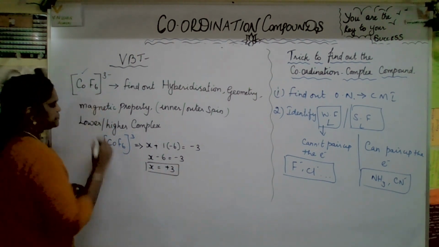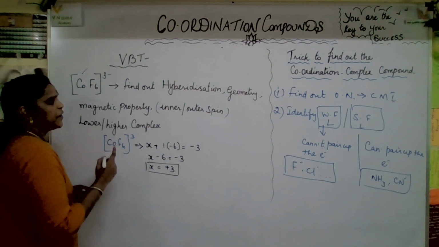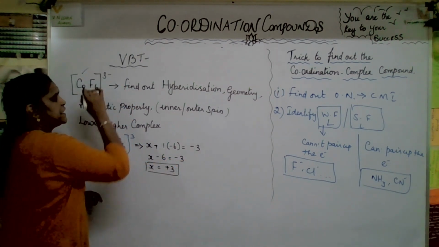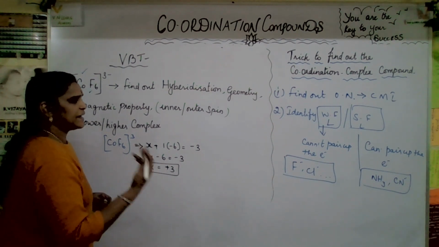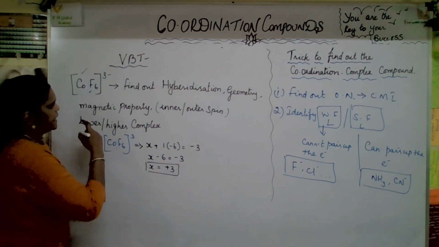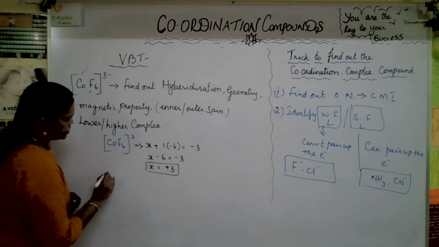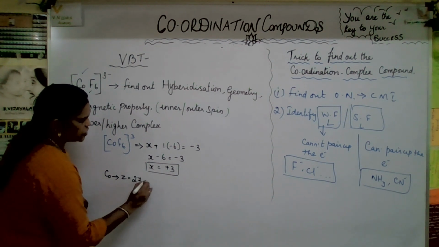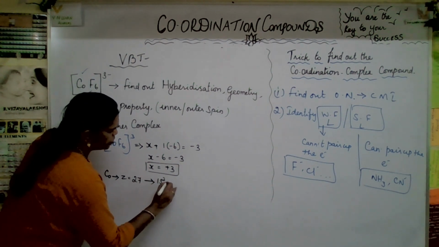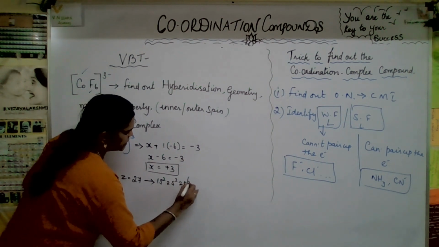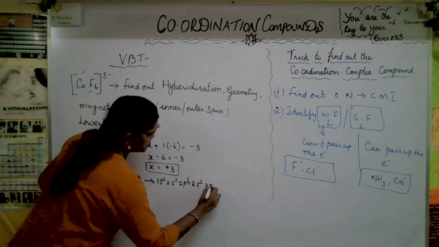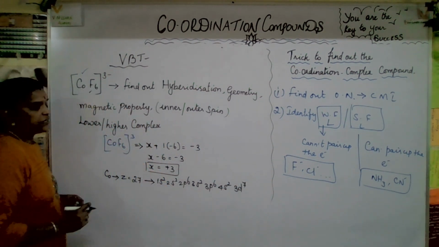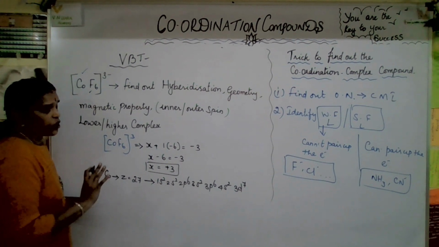Now, the second one, here in this point you have to identify whether it is a weak field ligand or a strong field ligand. Of course, this is F, so it is a weak field ligand, it cannot pair up. Now let us identify the electronic configuration. Co, atomic number how much? 27. So 27 means 1s2, 2s2, 2p6, 3s2, 3p6, 4s2, 3d7. Right? So this is the atomic electronic configuration.